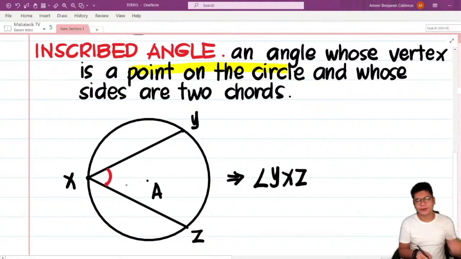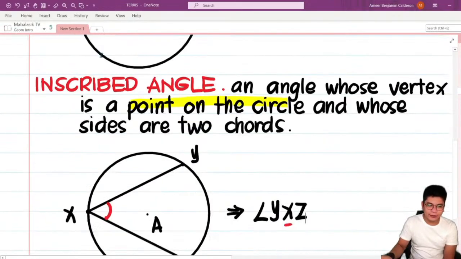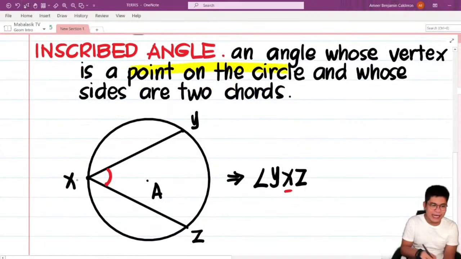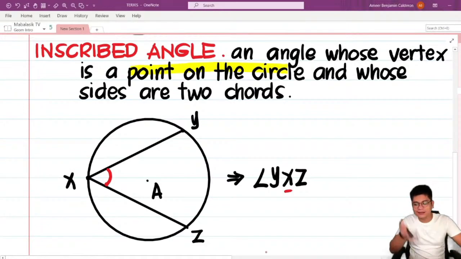Right there. So what I want you to understand mga best, when naming angles is that the vertex should be in the middle. Diba? No, Y, X, Z. Same is true right here. B, A, C. It can be C, A, B. Ito naman, it can be Z, X, Y. Okay lang yon. For as long as the vertex is at the center, nasa gitna, in the middle.